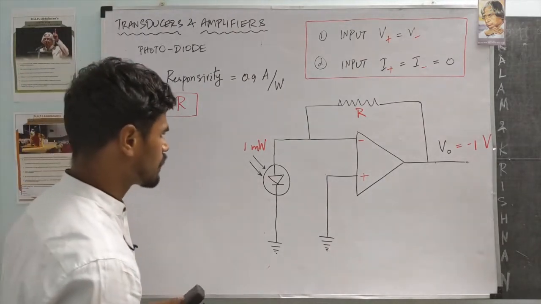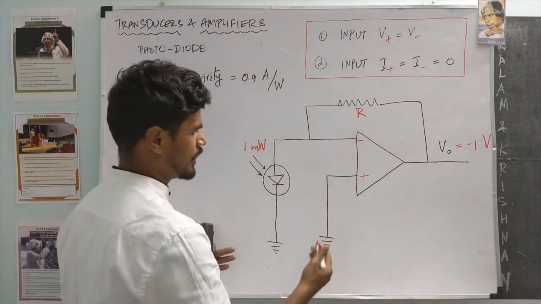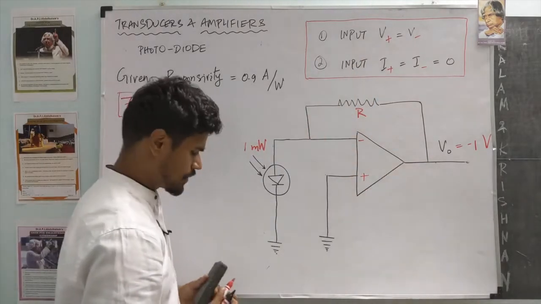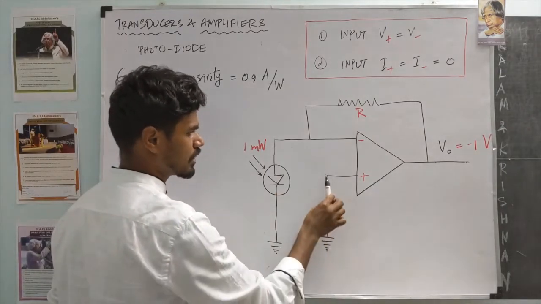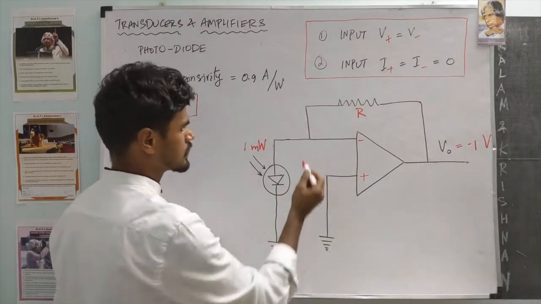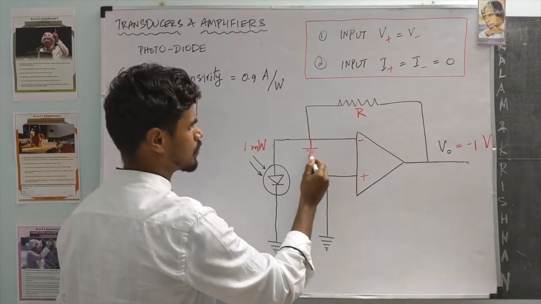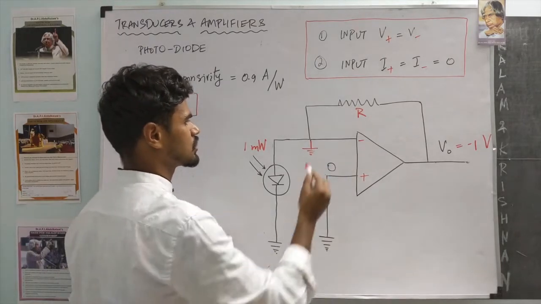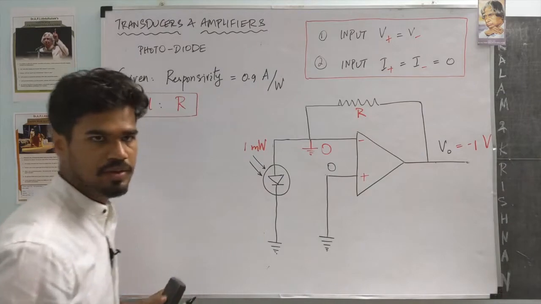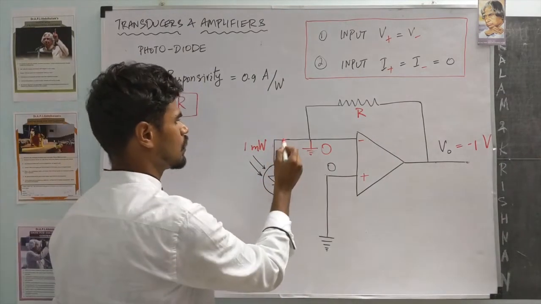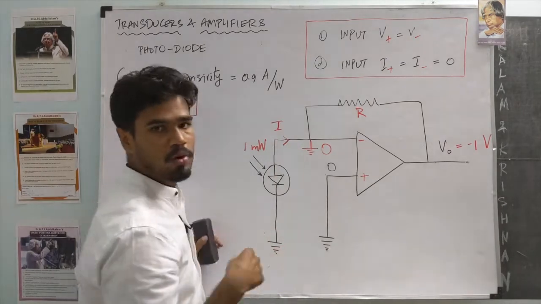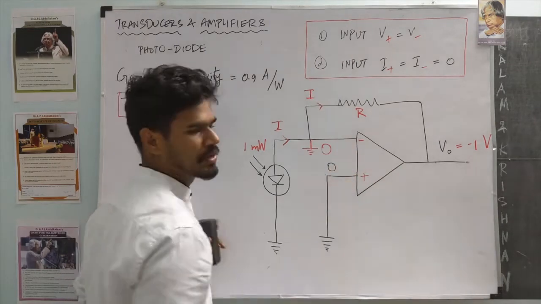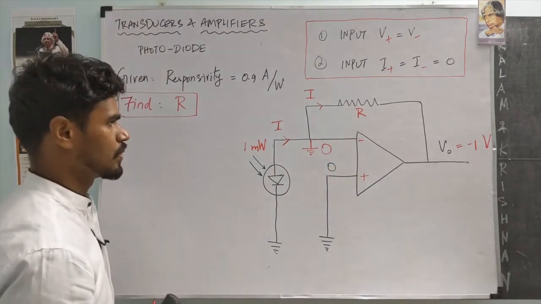This is a really simple problem. All we need to do is to directly apply the two rules of op amps. The op amp is already ideal, so just apply the two rules. This positive terminal is grounded. It means the negative input terminal is also virtually grounded. So this potential is 0, which means this potential is also 0. That's the first rule. Second rule, whatever current flows through the diode, all of that current should enter this branch. None of it should enter the input terminal here. That's the second rule.